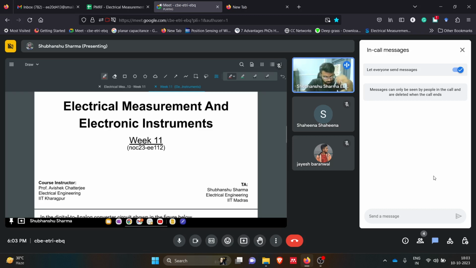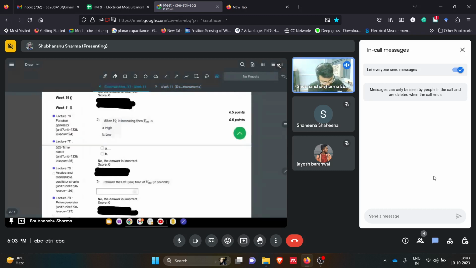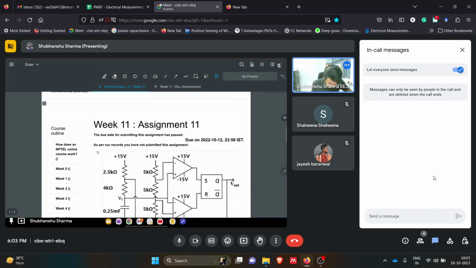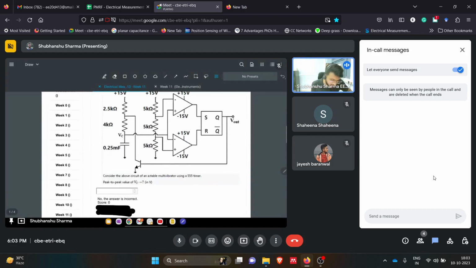But this week, week 11, I will be going through these multivibrator equations, like these questions and assignments, and some previous assignment questions which can help you solve these week 11 assignments. So let's start with the assignment questions of previous weeks, which are kind of similar, with numerical differences, but the logic is the same.